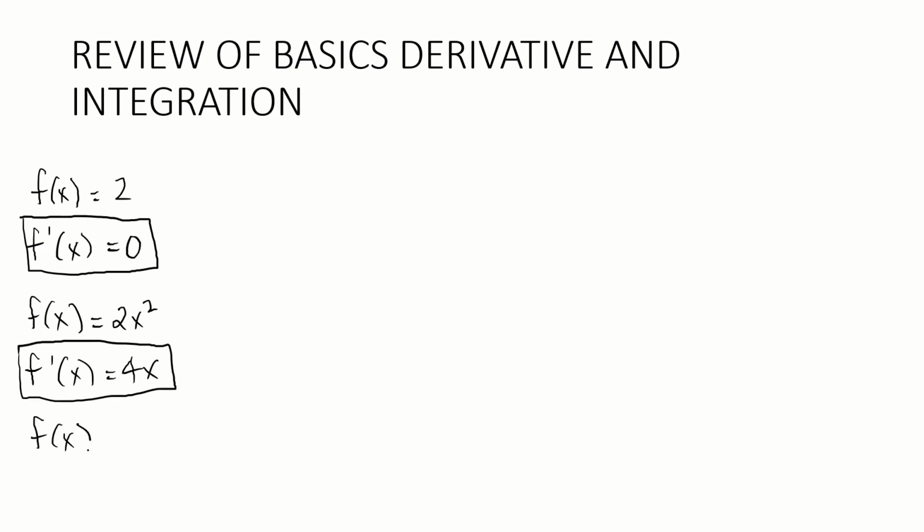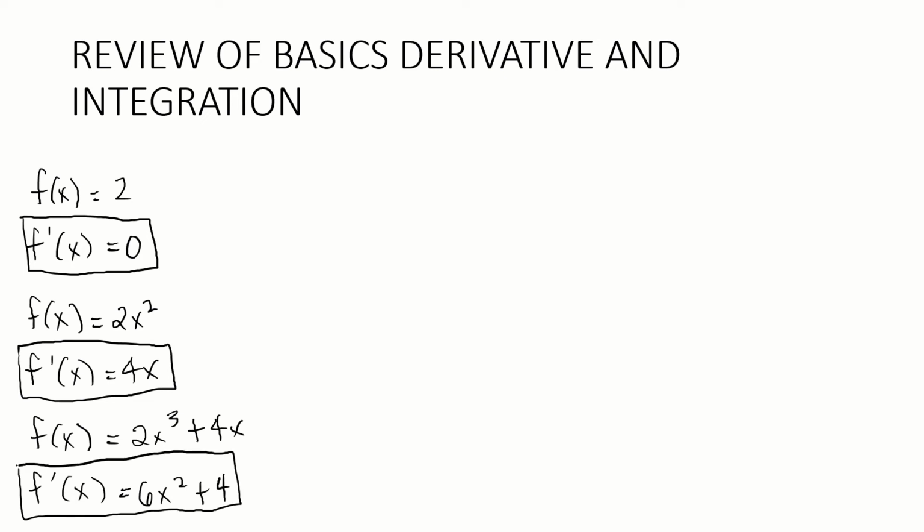Next, f of x is 2x cubed plus 4x. Okay? So, the first derivative is 3 times 2 is 6x squared plus 4. Okay? So, you have the following function. So, hopefully, you remember this kasi napakadali lang naman nito.